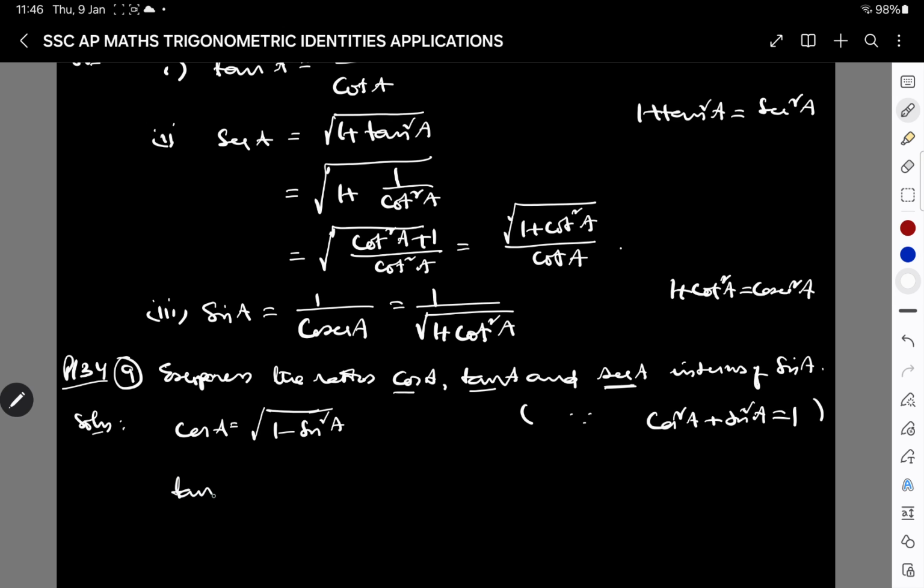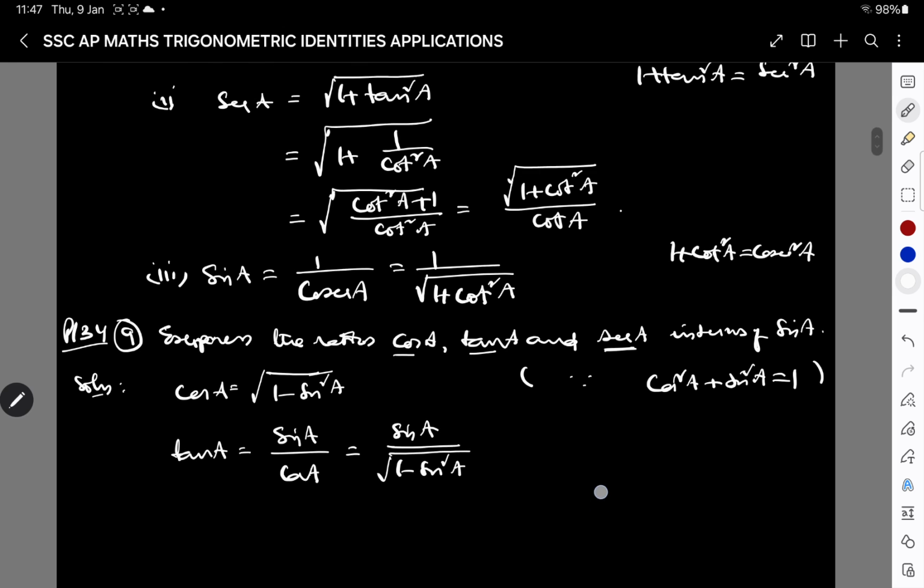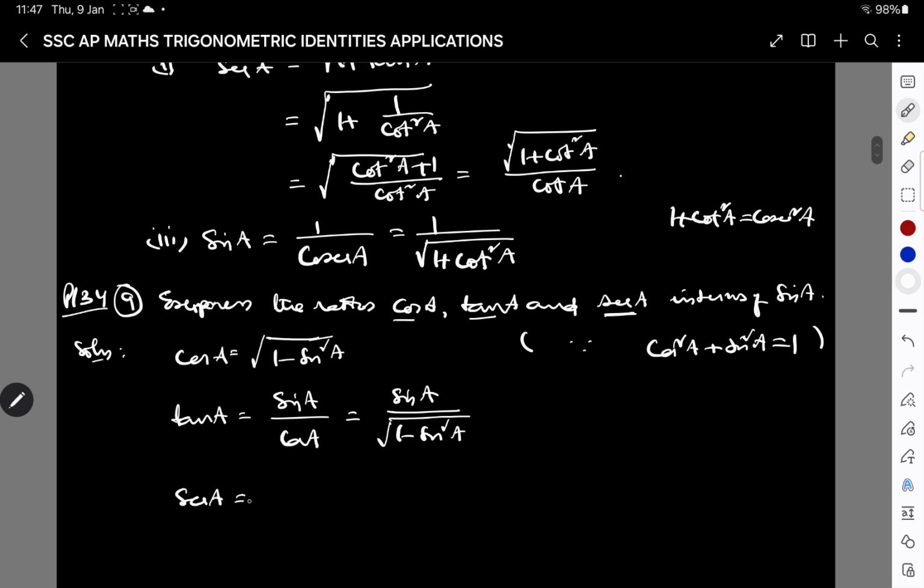Tan A. How do you write tan A in terms of sin A? Tan A is equal to sin A by cos A, is equal to sin A by square root of 1 minus sin square A. Right, so tan A is complete. Next is secant A. And secant A is 1 by cos A, is simply 1 by square root of 1 minus sin square A.